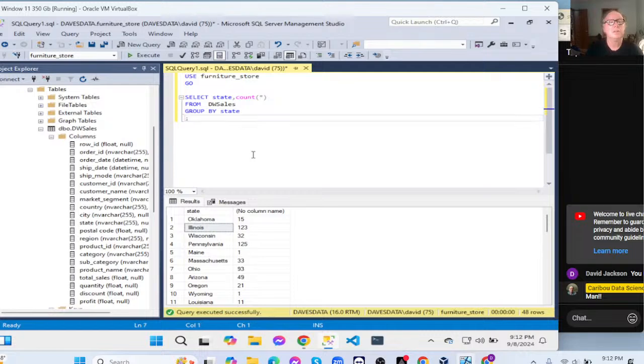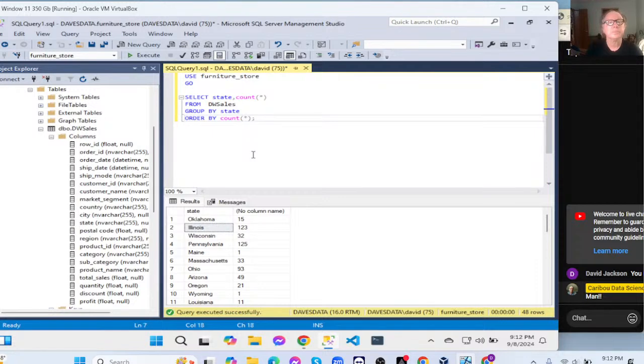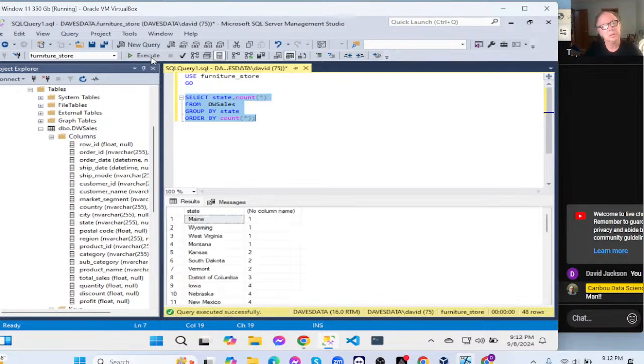So the idea is just to get a little warm-up session, look at some basic data. Because you may find yourself in a situation where you have to stall for time. Illinois, once again, let's do an order by.